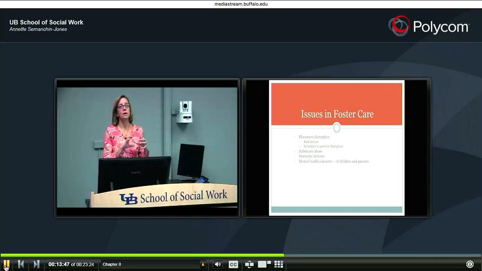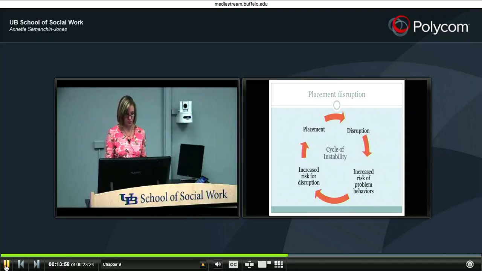Okay, so now we're going to move to focusing again on the children. So some of the issues in foster care, and we'll start with a discussion of placement disruption. So why might I focus on placement disruption first? This is one of the goals, again, safety, permanence, and well-being. This is one of the key indicators that the federal government looks to states. Are you making sure that there's placement stability?